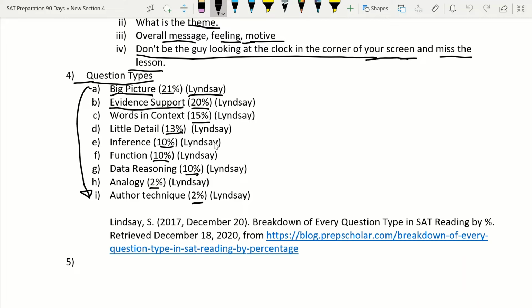The nice thing about these is that since you should be supporting your answers with evidence anyway, they should be free points. All right, so the next type of question is going to be words in context. These are going to be your "most nearly means" questions.